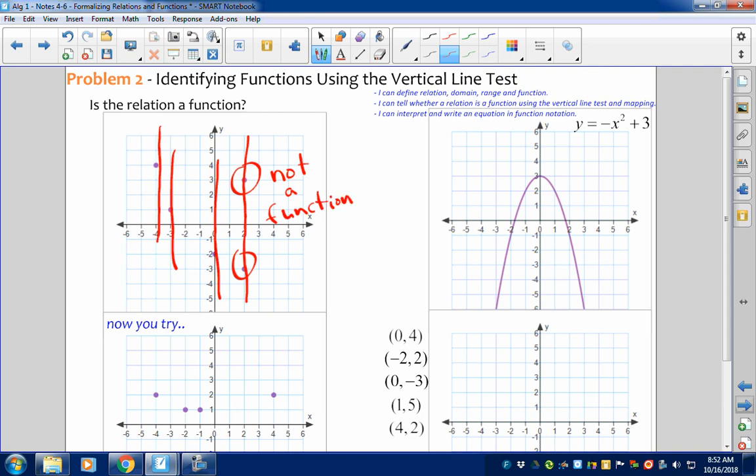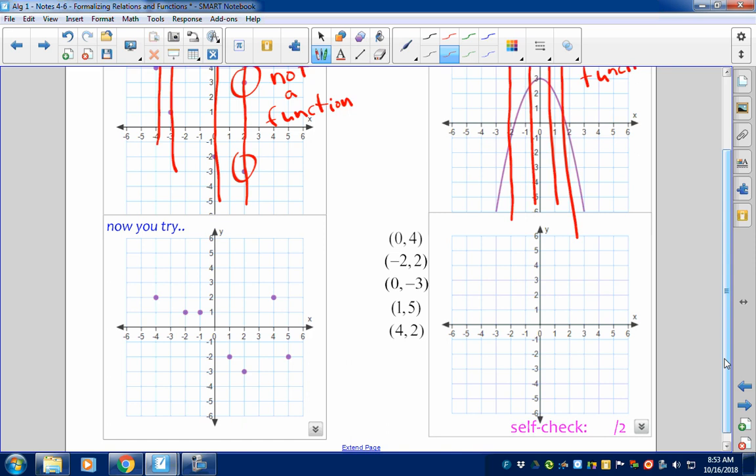For example, this one right here, I could draw a vertical line anywhere on here. Anywhere I draw a vertical line, it's only going to touch at 1 point. This is an upside down parabola. A parabola that's facing upward or downward is a function. So you just write function. That's the vertical line test. Pretty easy to do. See if you can find any vertical lines to go through more than 1 point down here. Start drawing them and see what's happening. I can't find one that goes through more than 1 point. So this one is a function.